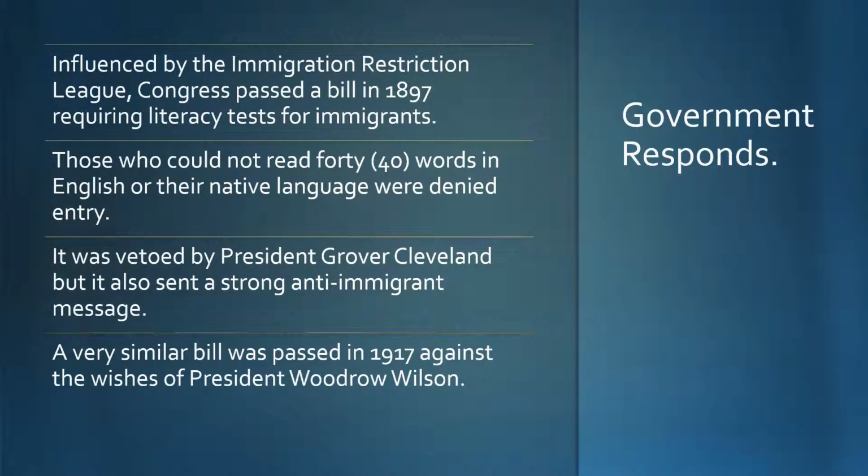So government responds. Influenced by the Immigration Restriction League, Congress passed a bill in 1897 requiring literacy tests for immigrants. So those who could not read 40 words in English or even their native language were denied entry. Now, this was vetoed by President Grover Cleveland, but it did send a strong anti-immigrant message to immigrants, saying that they maybe weren't welcome here if they weren't able to meet certain tasks. Now, a very similar bill was passed in 1917 against the wishes of President Woodrow Wilson.